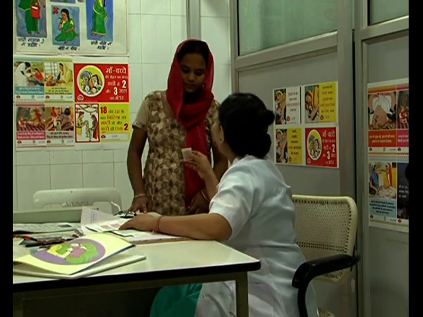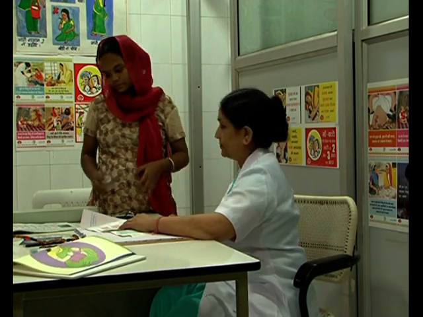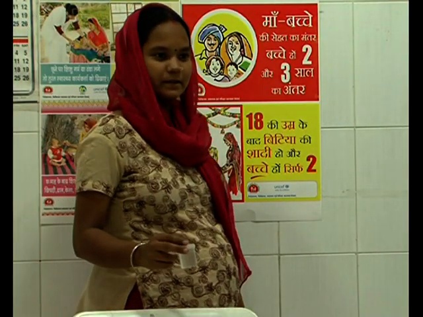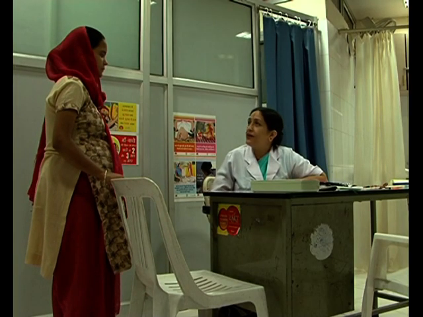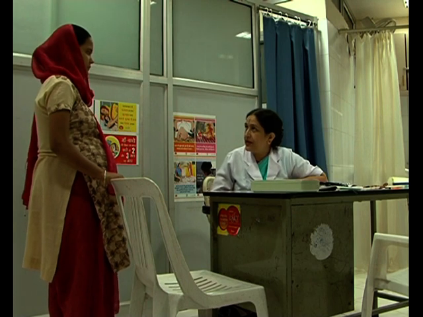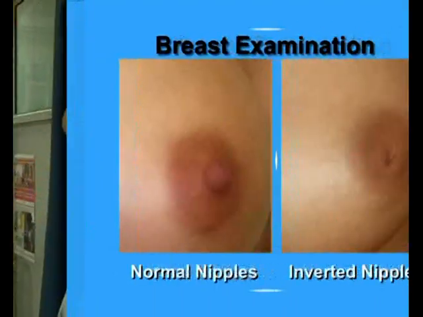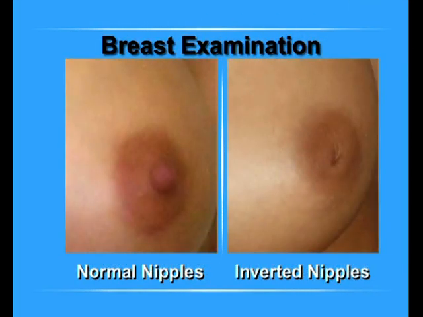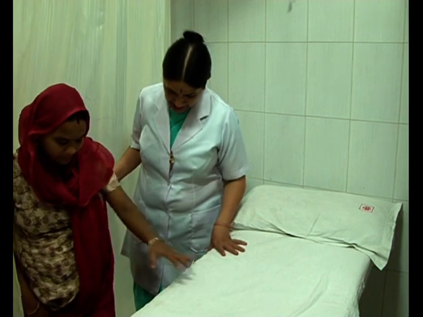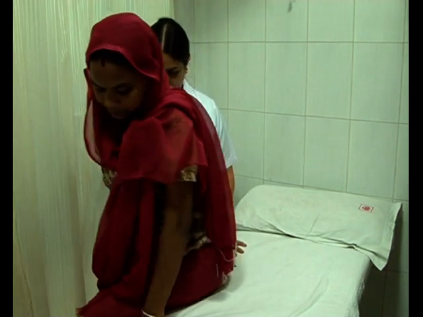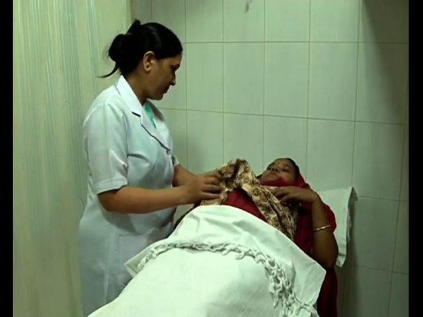Jyoti, please pass urine as we have to do your abdominal examination. Also collect a urine sample in the bottle. Please keep the bottle inside. Now we will examine your breasts and abdomen. Let's go inside. The breast examination can reveal the condition of inverted nipples. Jyoti, please lie down. Relax. I must examine your abdomen. I need to lift up your clothing.